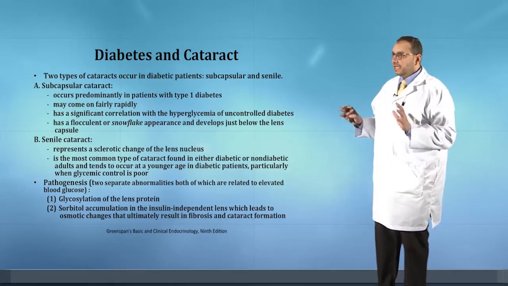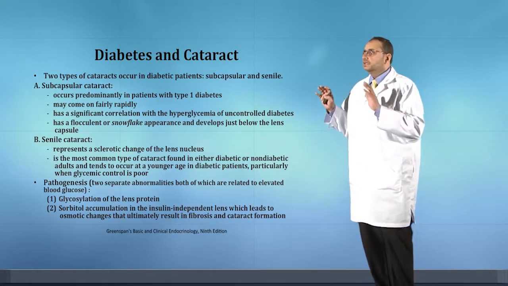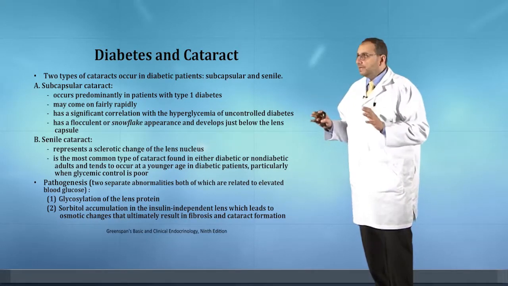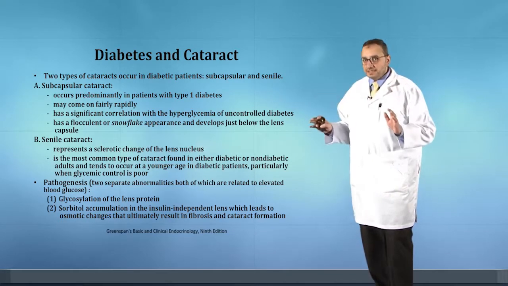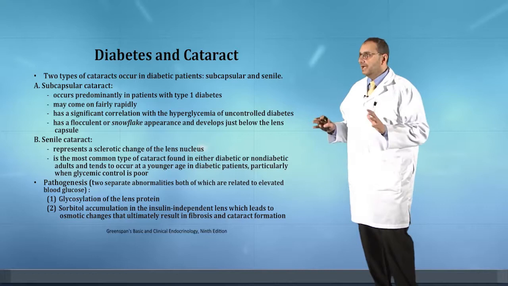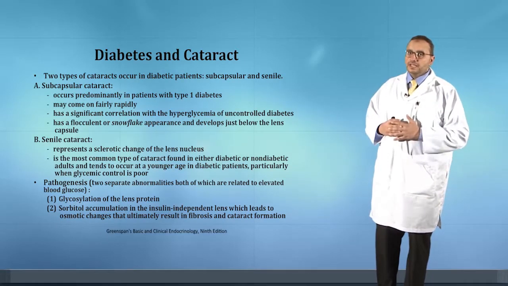So if you see in any question that this is a diabetic type 1 patient who is having some kind of eye complaint, and they tell you that it shows a snowflake appearance, this is most likely a subcapsular cataract that you have to take care of.